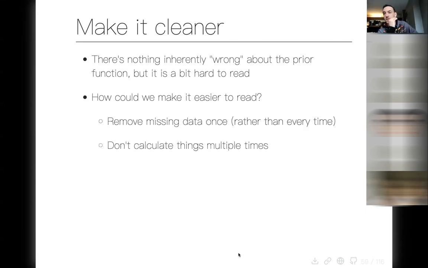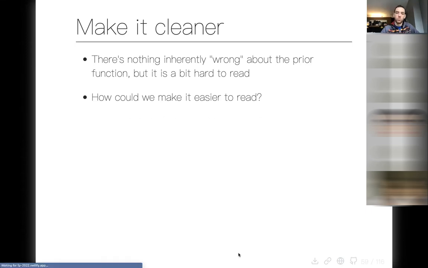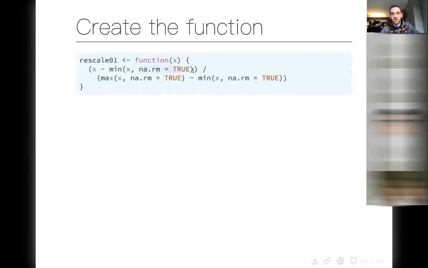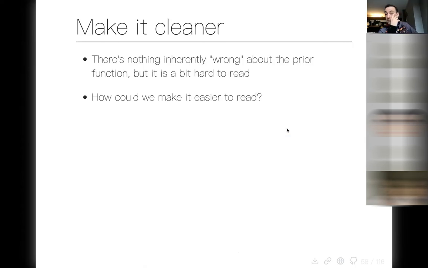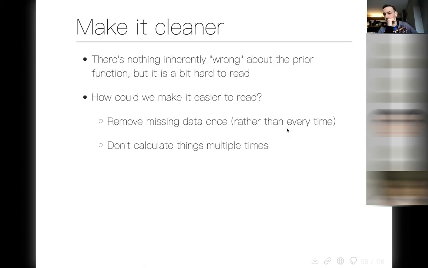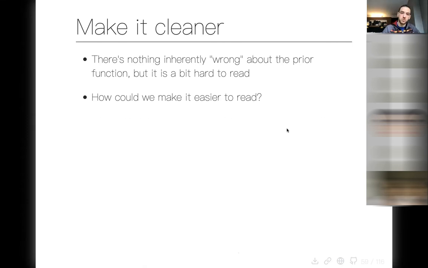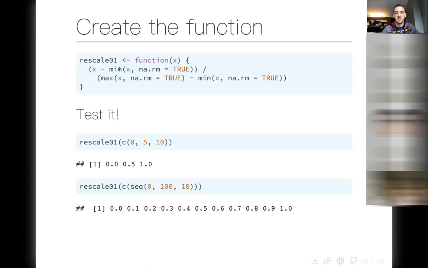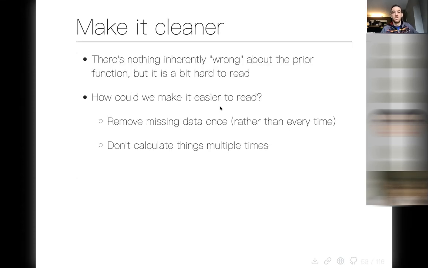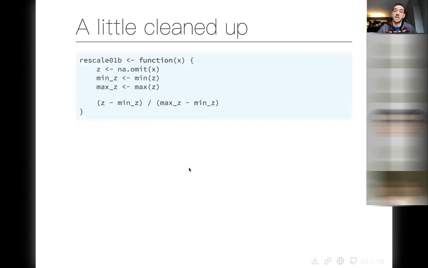So one very simple thing is when we're looking back here, we have this na.rm, na.rm, na.rm, right? So we're removing NAs from X over and over again. So what we might want to do is actually just remove it one time. The other thing is that we might not want to calculate things multiple times. So for example, we have the min here. We also have the min here. Once we've calculated it once, we don't necessarily need to calculate it again. Okay. So here's an alternative version of that same function that might be a little bit more readable.